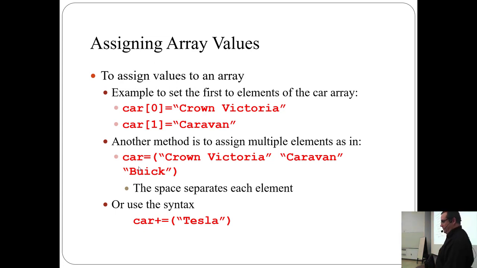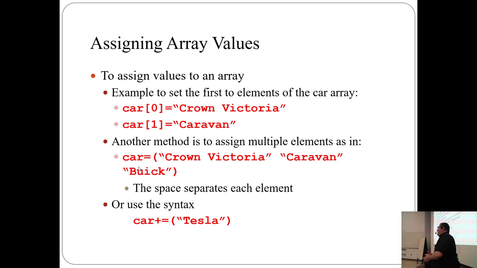As you can see, values are quoted. Elements are separated with a space. So for those of you that are used to using semicolons or commas to separate your array elements, you're using a space. Too bad. The space separates each element.